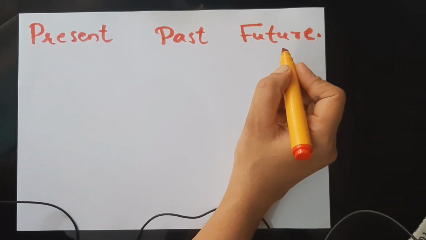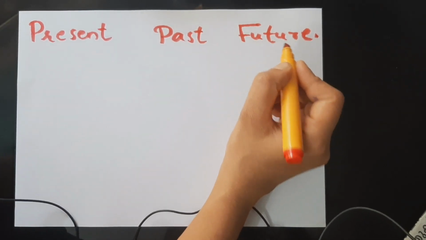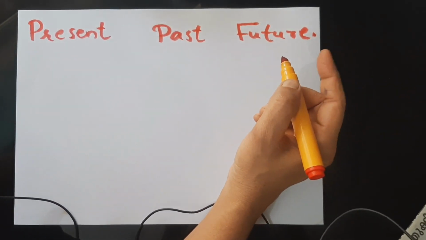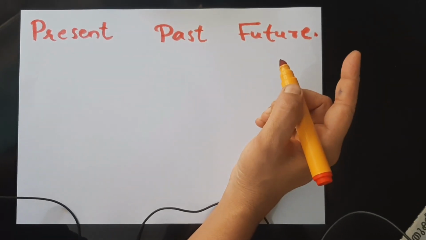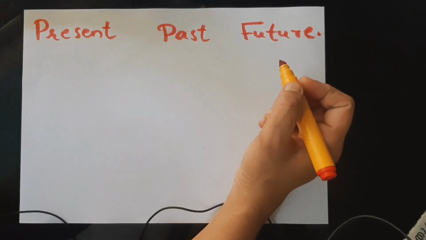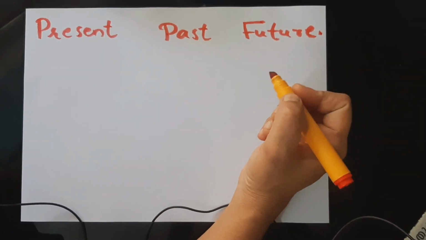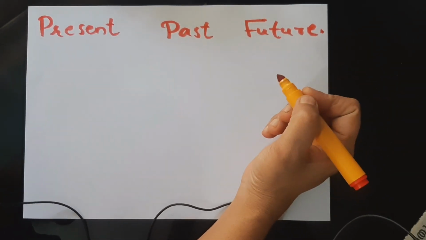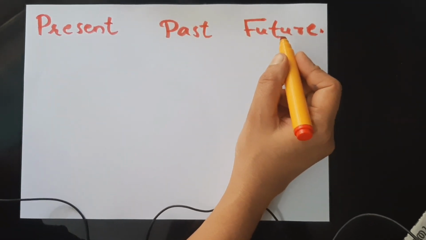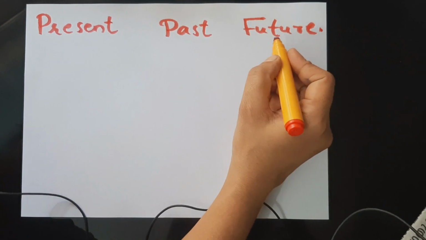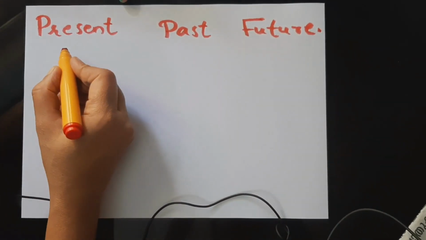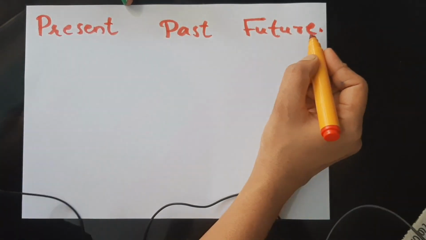Future means the action that is going to happen in the future. It can be tomorrow, it can be a few minutes after, it can be 1 hour after, or it can be 2 weeks after, or it can be 1 year after. Okay, the actions that are going to happen in the future are referred to by future tense. Okay, present, past, and future.